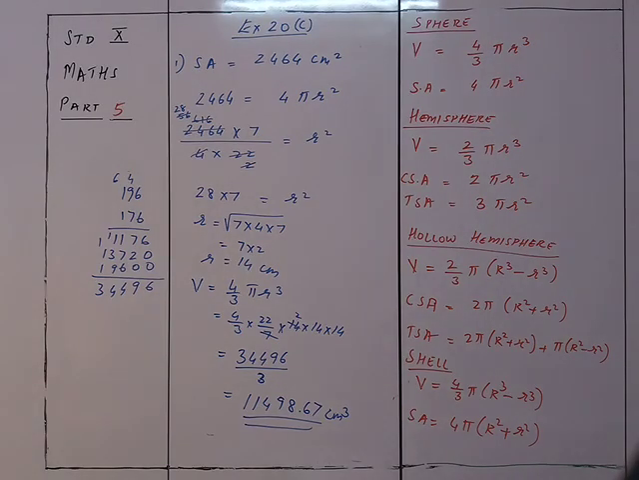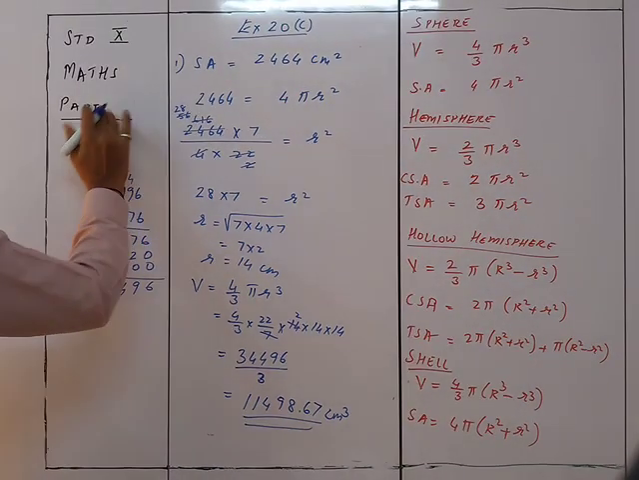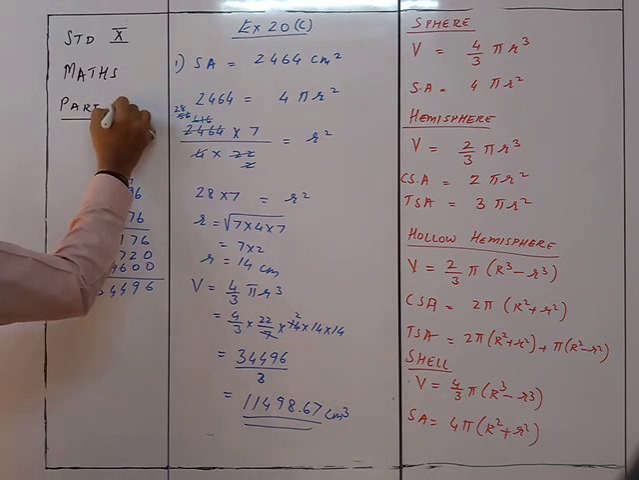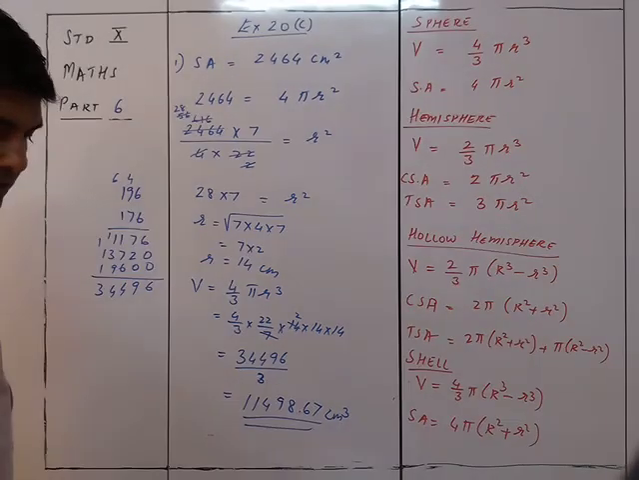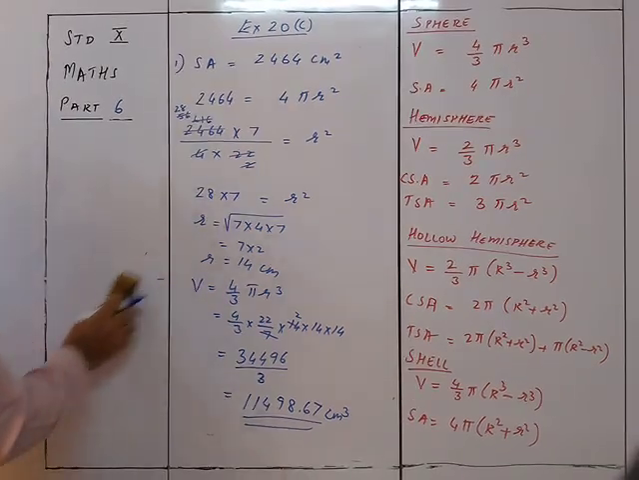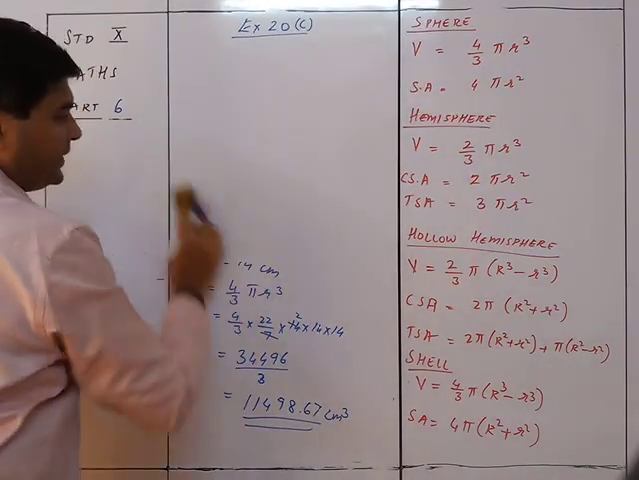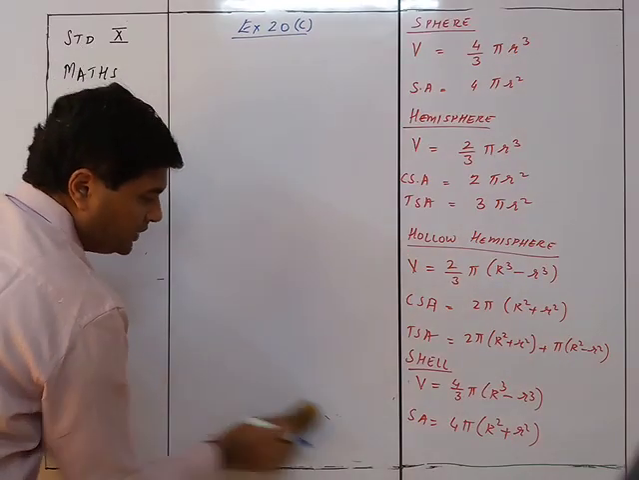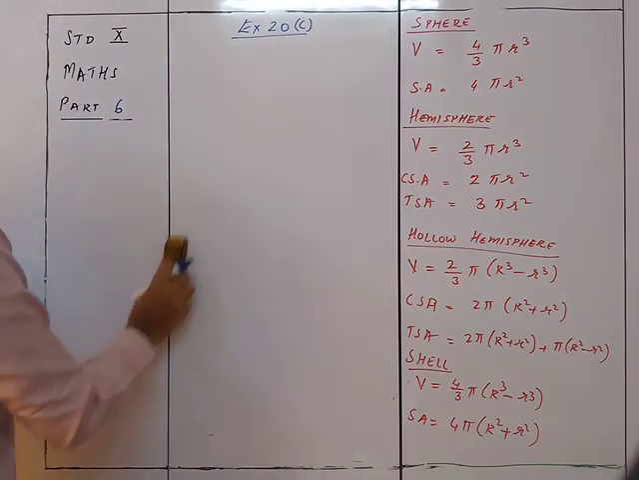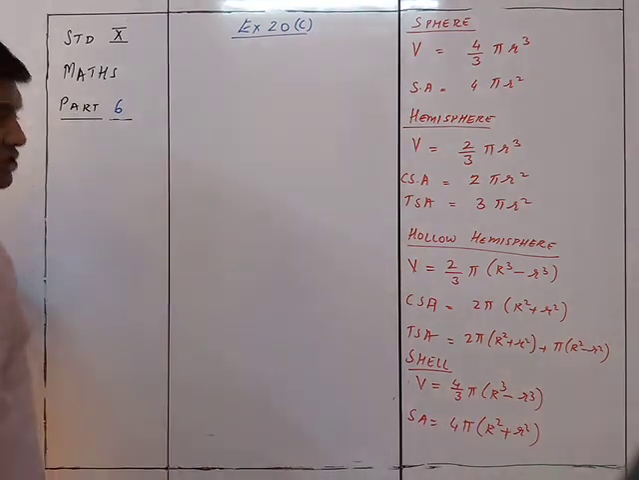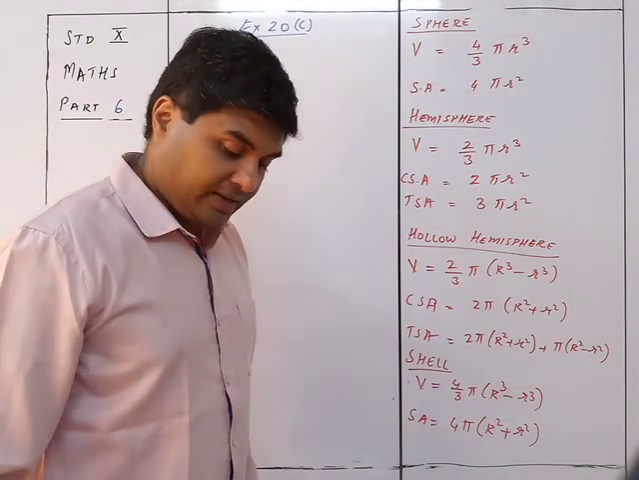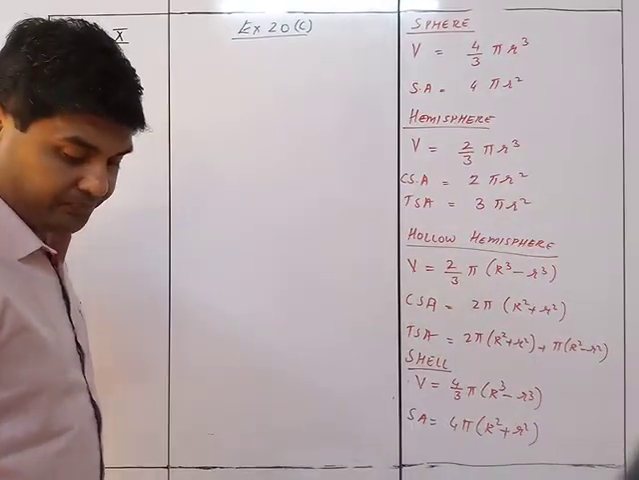So we now move on to exercise 20C, and we are now going to do sum number 3. Sum number 3 of exercise 20C is related to spheres and hemispheres and shells and things like that. So let's see sum number 3.